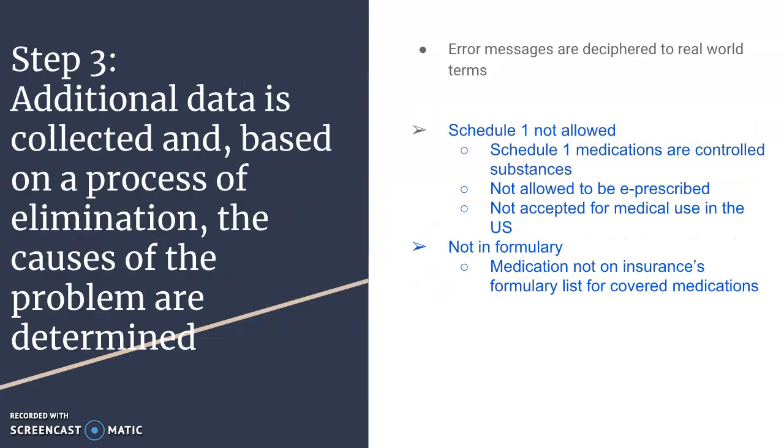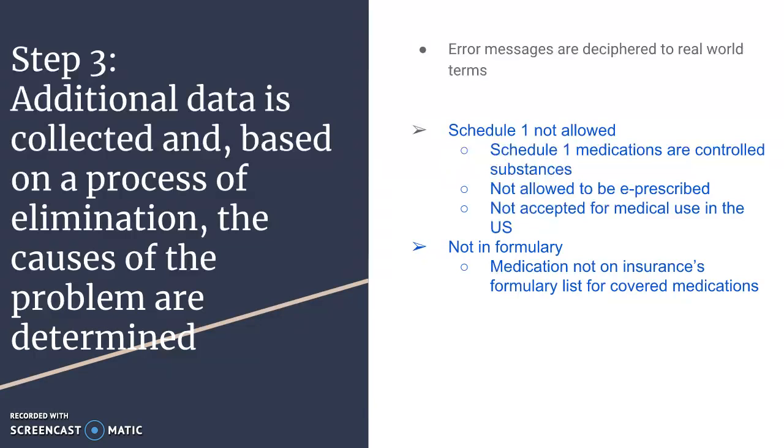Step 3 tells us to grab additional data and, based on a process of elimination, find the cause of the problem. So we're trying to take this message that was seen on the computer screen and decipher it into real-world terms. The problem, as we identified, is that the Schedule 1 was not allowed. This most likely means that Schedule 1 refers to the controlled substances that are categorized into this schedule.